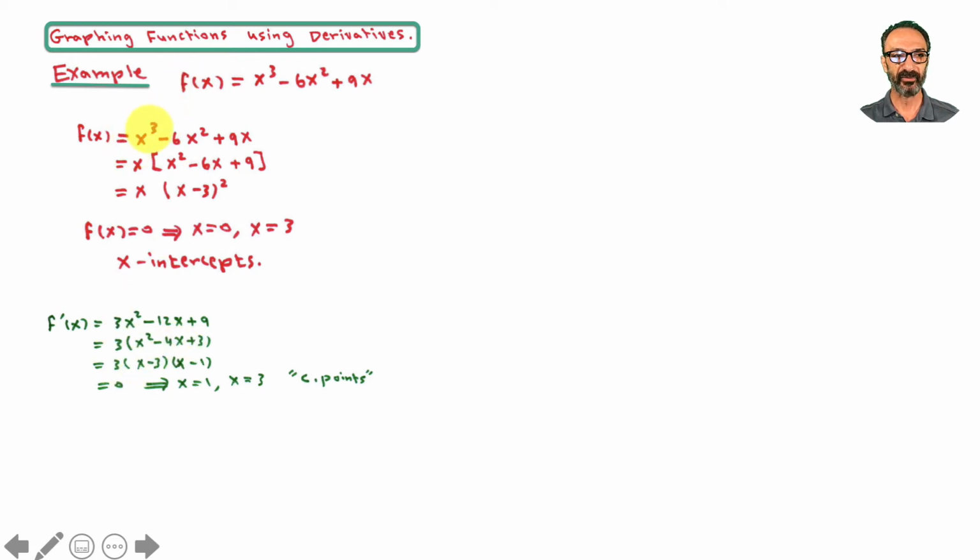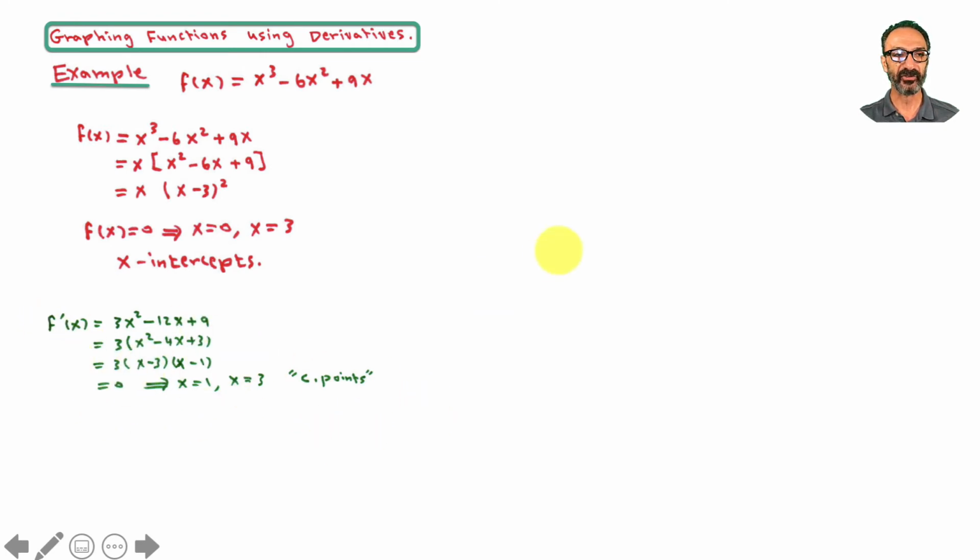3 goes down, this becomes second. 3x to the second, 9x becomes 9, and so on. Factor 3 out. This gets factored to x minus 3 and x minus 1. So I get the 1 and the 3 as critical points after you set f prime equal to 0.